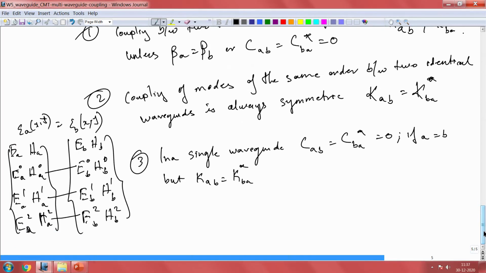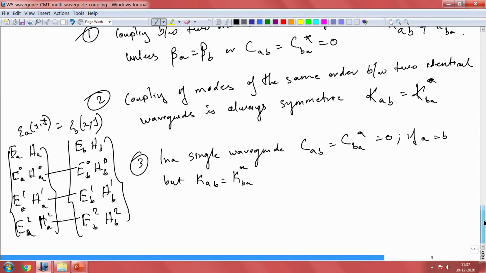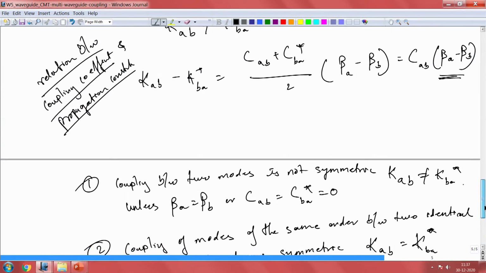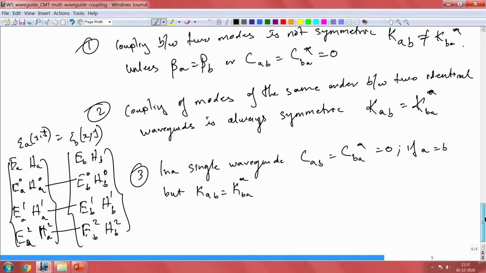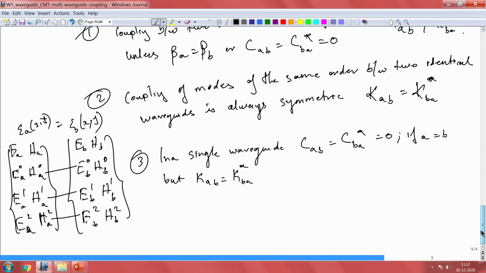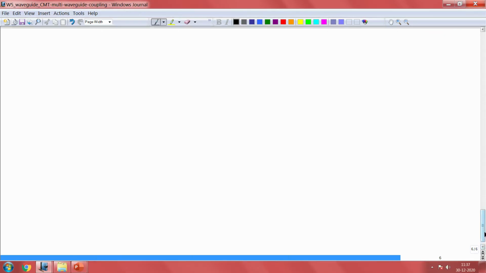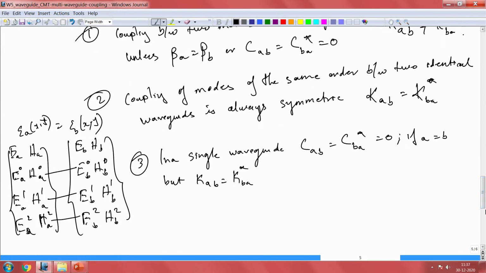We know that in a single waveguide it is possible to achieve an orthonormal solution. So then it becomes 0, so the C AB becomes 0, and you should be able to couple from one mode to the other mode that we have here. We will later see that this is not universally true. There should be an overlap that is required, the field overlap between CAB and CBA.